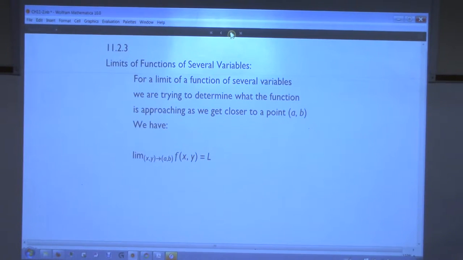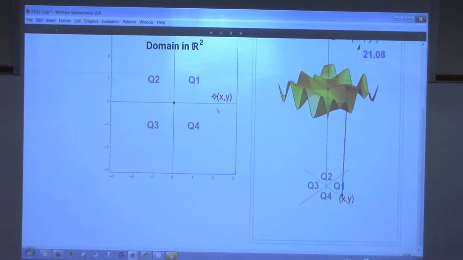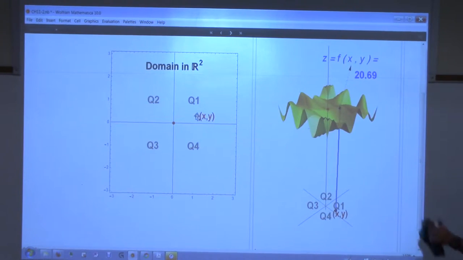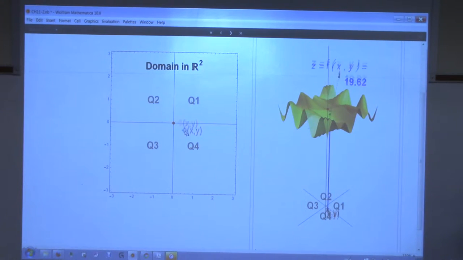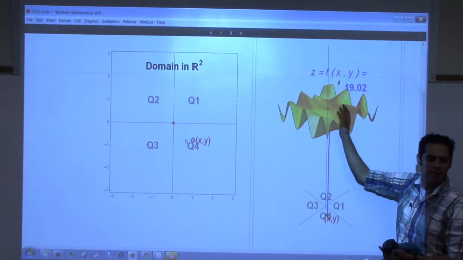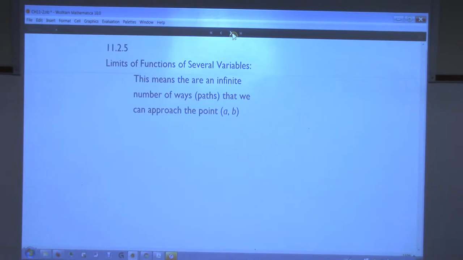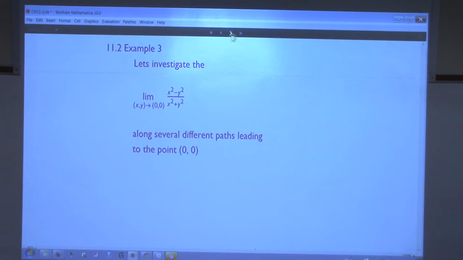I'm probably going to reiterate exactly what I just said here. Big question, how many ways can we approach it? So I think I just showed you, here's a point, I can approach it, right? I can come in any way, and see what's happening on the function, right? This is my domain on the ground. This is the function. I can come into that point so many different ways that, imagine on the surface, you're just approaching that point on the surface from all these different directions. Infinite number of ways that we can approach it. For the limit to exist, it must exist for every path, and therefore, our life's going to suck.